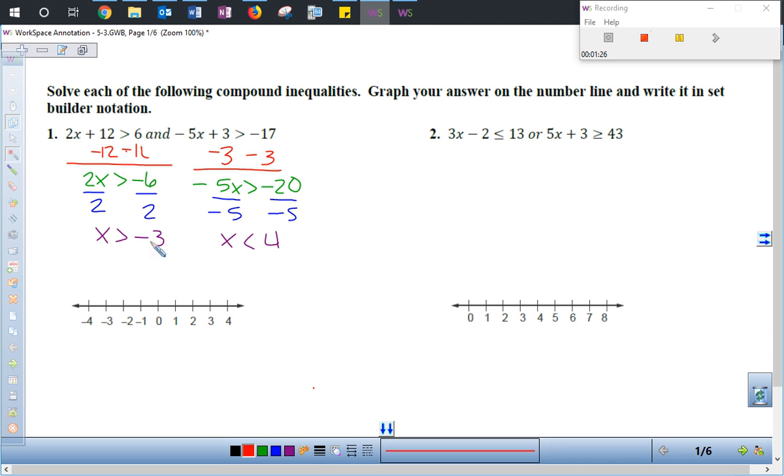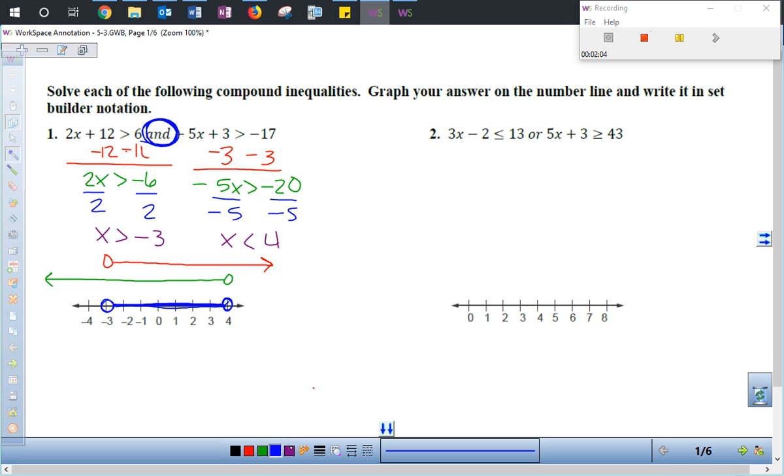Next, what I want to do is just graph my helper graphs here. So x is greater than negative 3, so it's going to be an open dot with an arrow going to the right. And then x is less than 4, so that's going to be an open dot with an arrow going to the left. Now to get our final graph, we need to look at what kind of inequality we're dealing with. And here we're dealing with an and inequality. And is where the two graphs overlap. So I want where they start overlapping at negative 3, and where they stop overlapping at positive 4, and we're going to fill in between.